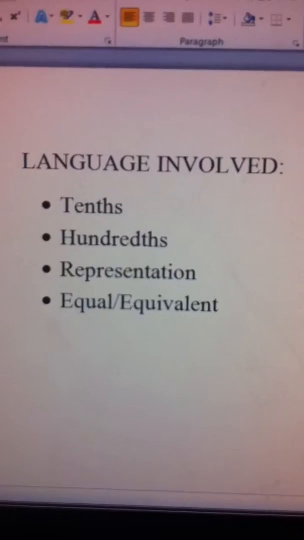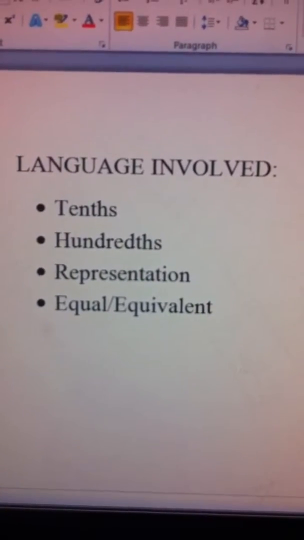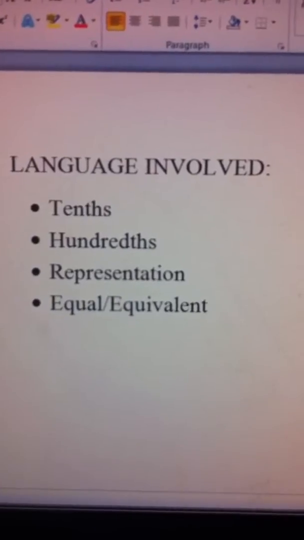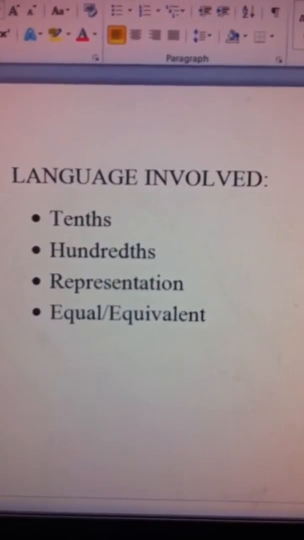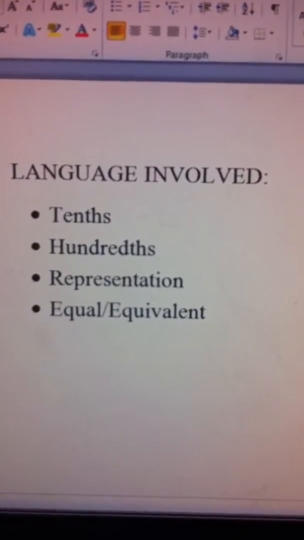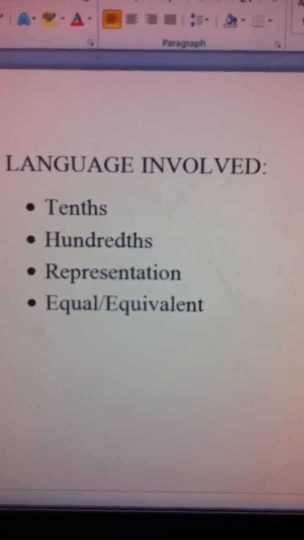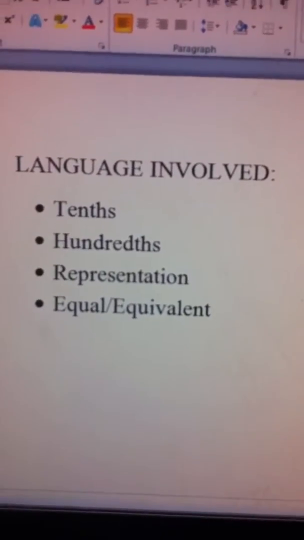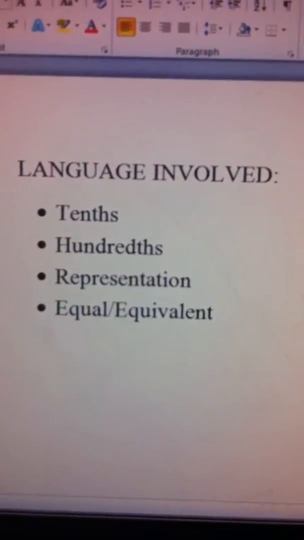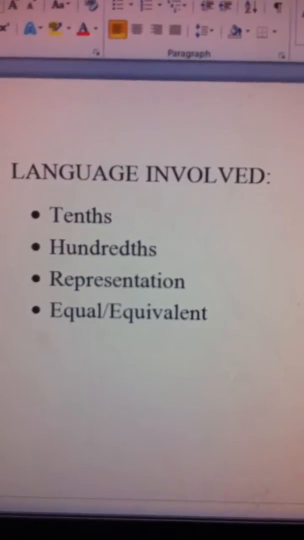Today we're working on common and decimal fractions for grade 5 and grade 6. So the terminology we'll be referring to today during the activity that I have gathered is tenths, hundredths, representation, so the representation of different common fractions and decimals, and also equal and equivalent, as common fractions are also equivalent to possible decimal fractions.